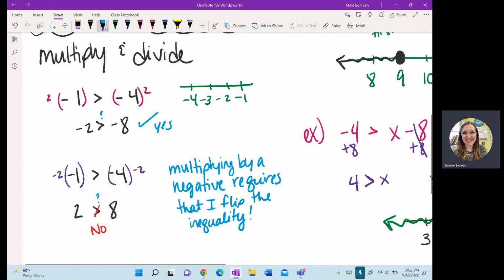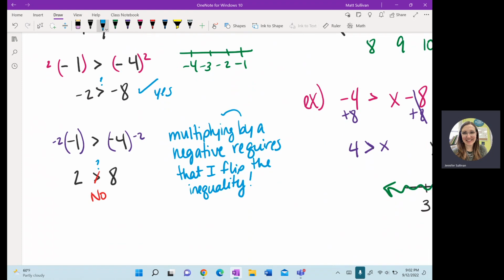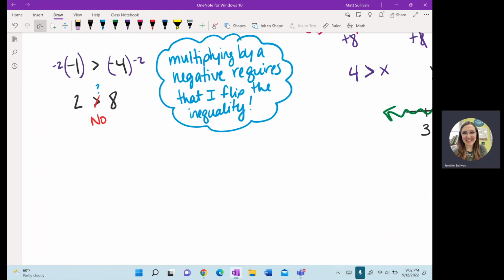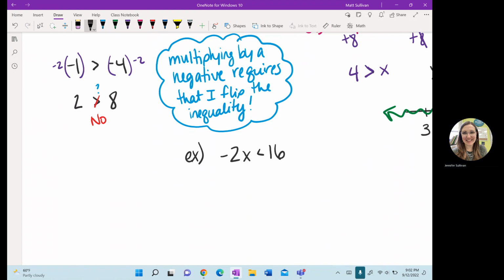Okay, that is a really, really key, important piece of solving inequalities. So what would this look like? This would look like me giving you an example like this. -2x is less than 16. If I see this, I think undo.